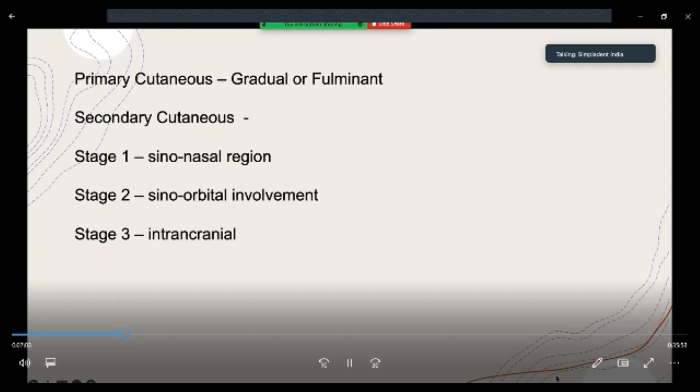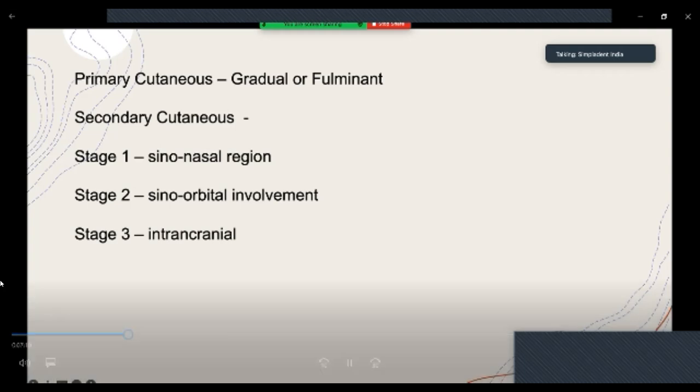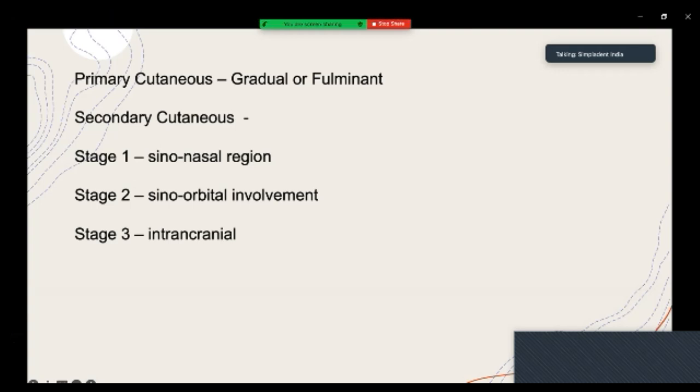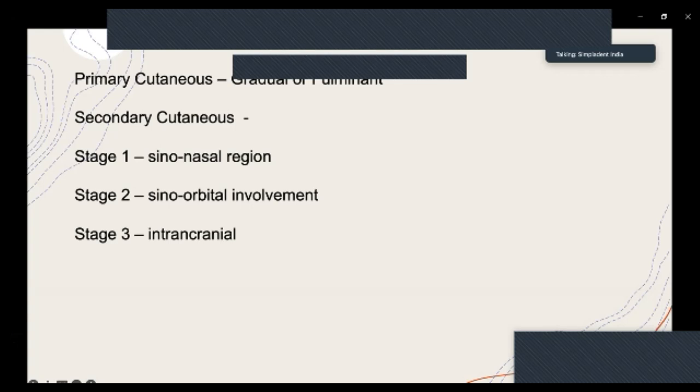It is a common situation where orbital exenteration has been done because of extensive necrosis of the bone due to mucormycosis. But it really starts from the sino-nasal region. In some 90% plus of patients, you will find that initially a partial rhinectomy has been done, the turbinates have been removed, and maybe some part of the alveolar bone or the maxilla has been removed. So this is stage 1, the most common situation.